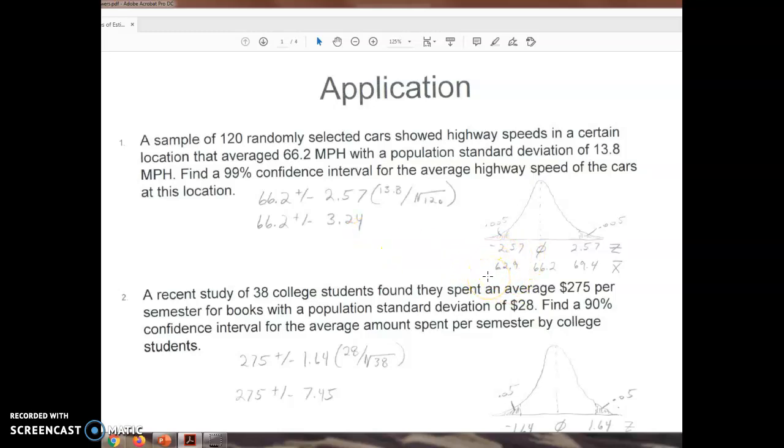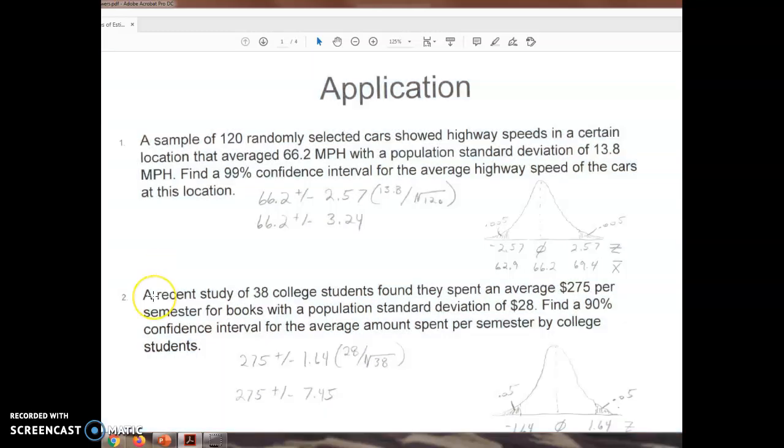So what does all this mean? Well, you went out, you selected a random sample of 120 cars, okay? You got a 66.2 mile per hour. That's your point estimate. But more accurately, we can say that we are 99% confident that the true population mean is between 62.9 and 69.4. Okay? That's how we interpret this data. All right, let's do the next one.